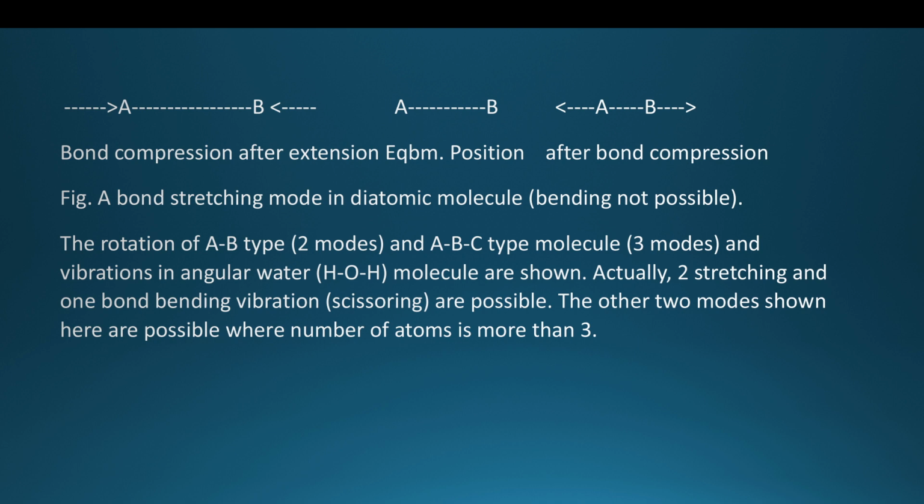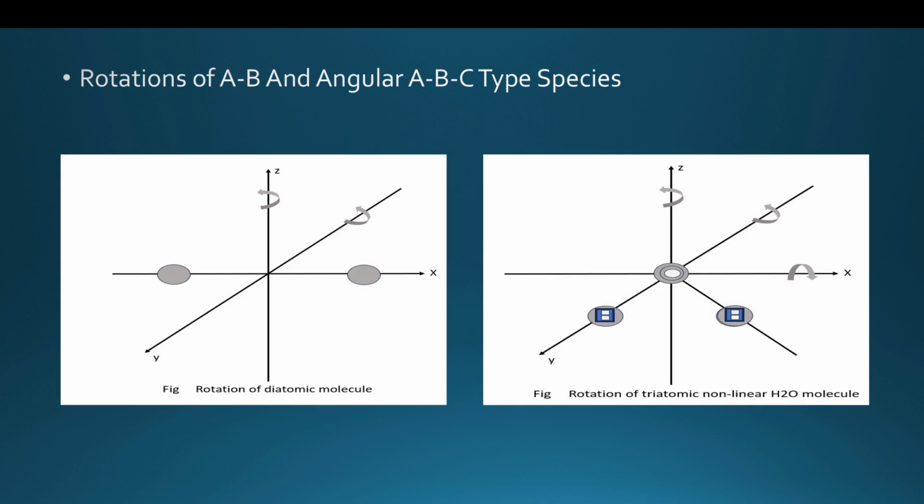Here I have shown how a diatomic molecule stretches and compresses. Hence, the rotation of AB type molecules with 2 modes and ABC type molecules with 3 modes, and variations in angular water molecule, are shown in the following diagrams. The diatomic molecule has 2 rotational degrees of freedom, and for a triatomic molecule like water, the number is 3.